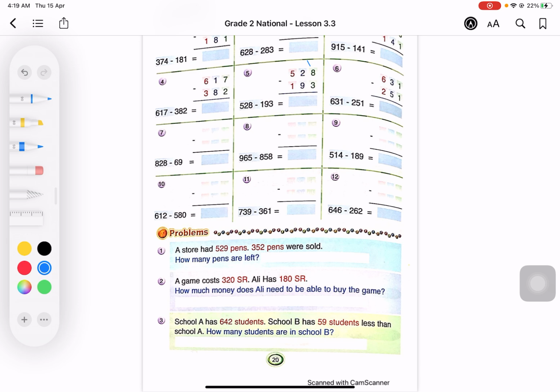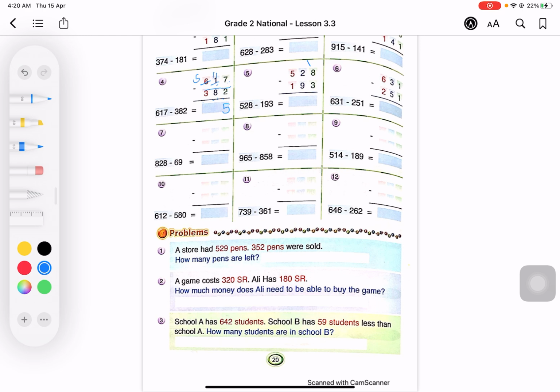Look at this one, for example, question 4, 617 minus 382. You align the first number, 617, then the second number will be under it, 382. Now subtract. Can the 7 give you 2? Yes. What is the answer? 5. Now, can the 1 give you 8? No. What you are going to do? Regroup from the 100. The 100 will be 5, and this will be 11.